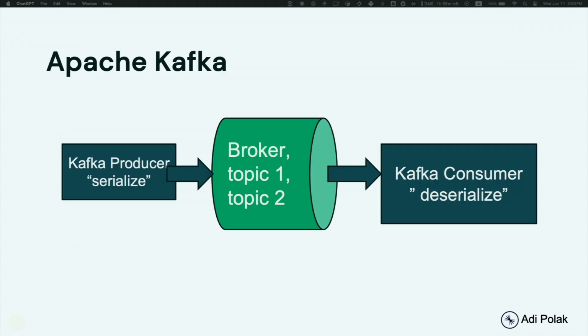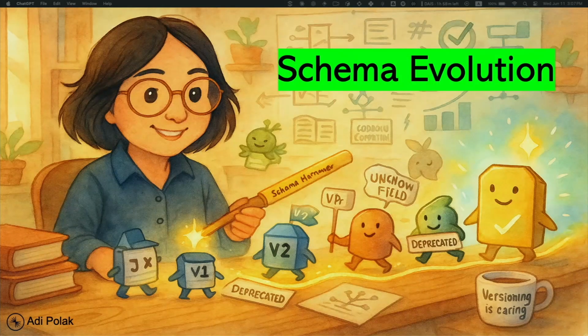So Apache Kafka, many of you know it, many of you use it in production, but just a quick recap. We have the Kafka producer, it serializes the data and dumps it into the broker in binary, and then when we want to read it through the Kafka consumer, we have to go through a process of deserialization. So let's jump into our first chapter, schema evolution.